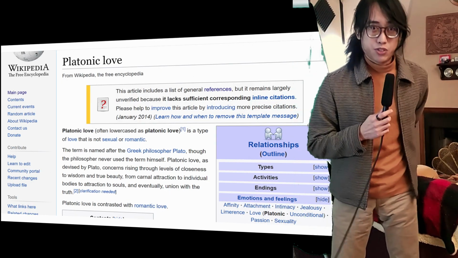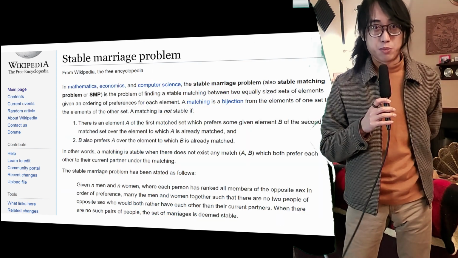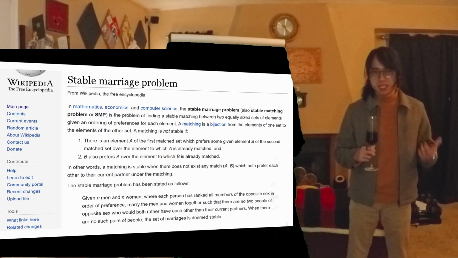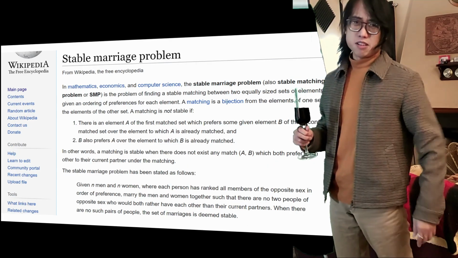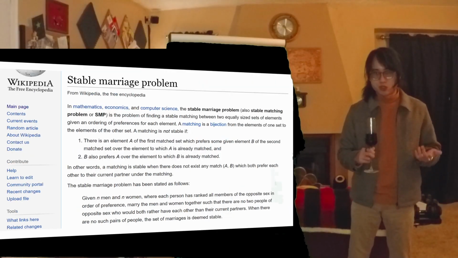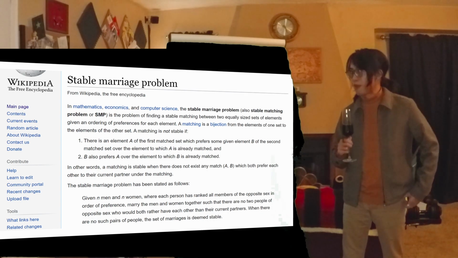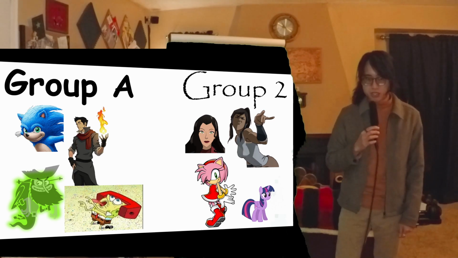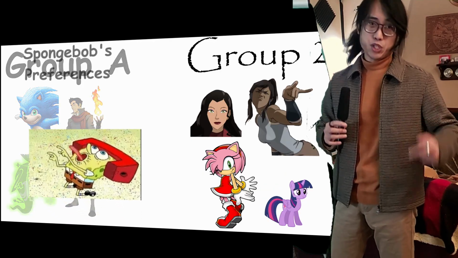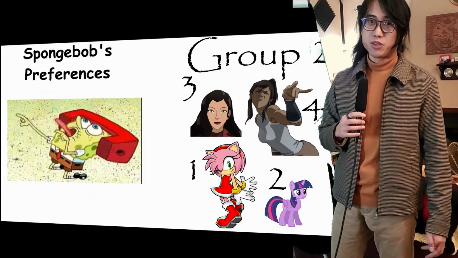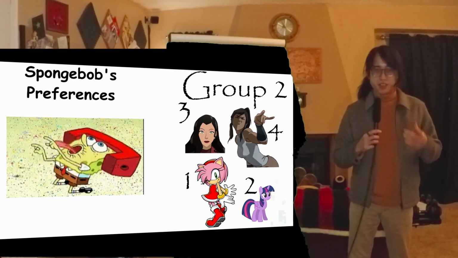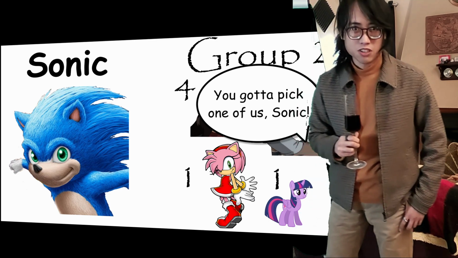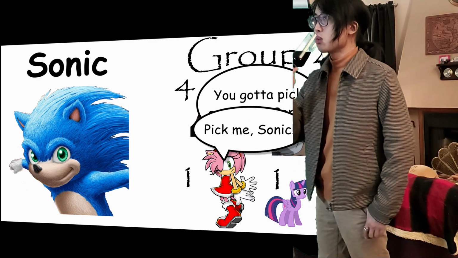Well, let me introduce you to the stable marriage problem. Mathematicians have spent a sad amount of time thinking about meeting a special someone. And, as you can guess, they tried to solve this problem using math. Say you have two equally sized groups of people who want to be paired off with a special someone. Each member of each group has their own ranked preference of the other. And sorry, there can't be any ties, so Sonic has to decide whether he likes Twilight Sparkle over Amy Rose.